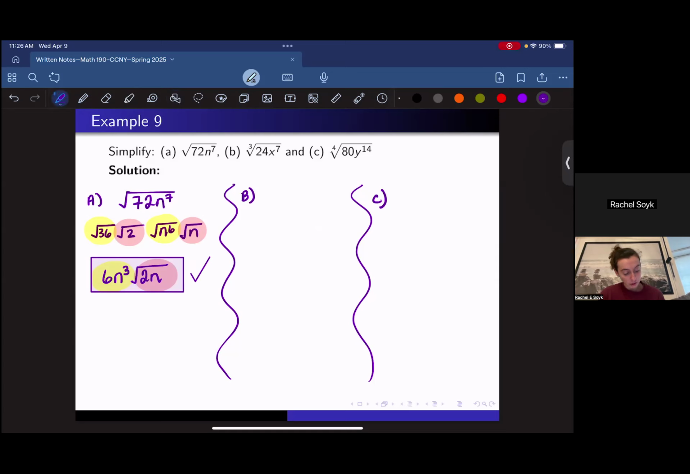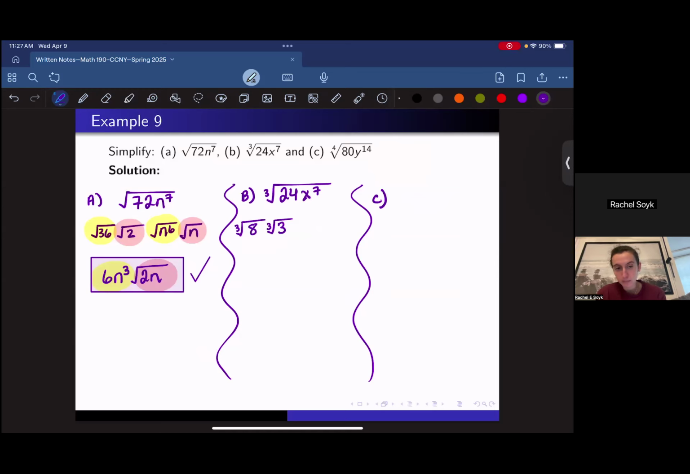Let's jump into now our cubic. So we have the cube root of 24 x to the 7th. And once again, start low. So 2 to the 3rd is 8. Does 8 go into 24? It does. How many times? 8 goes into 24 3 times. So we can break up the coefficient into the cube root of 8 times the cube root of 3.